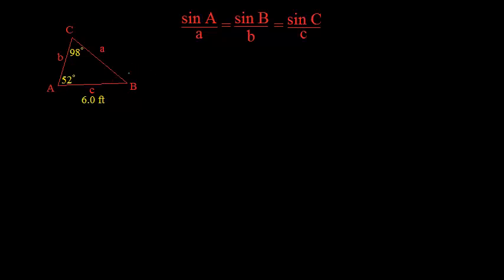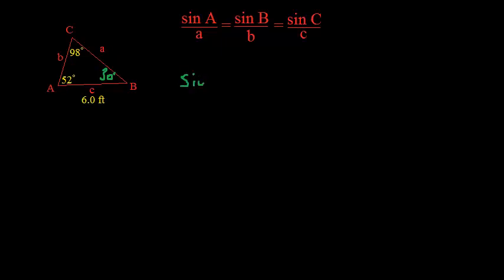First, I can find the remaining angle, knowing again that 180 degrees is the sum of all angles in any triangle. So 98 plus my 52 gives me 150, leaving 30 degrees for that remaining angle. Now, using the law of sines and knowing one of the sides of the triangle, I can find the remaining sides. So let's go ahead and start and find this side A.